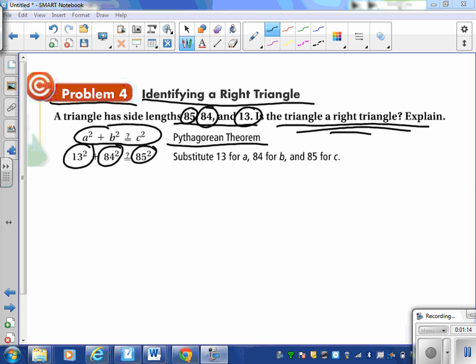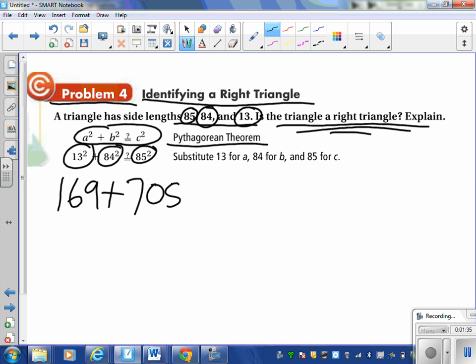So 13 squared, you put that in your calculator, you get 169. Plus, if you put 84 in your calculator, you'll get 84 squared is 7,056. That's going to be equal to 85 squared, which is 7,225.